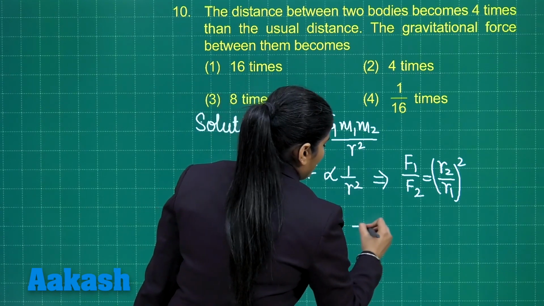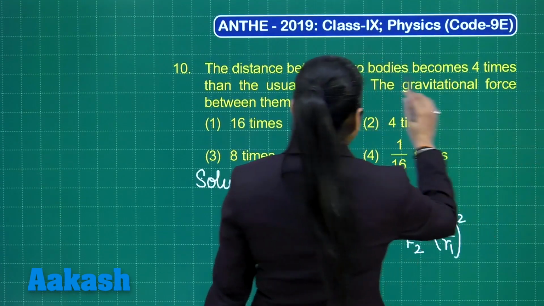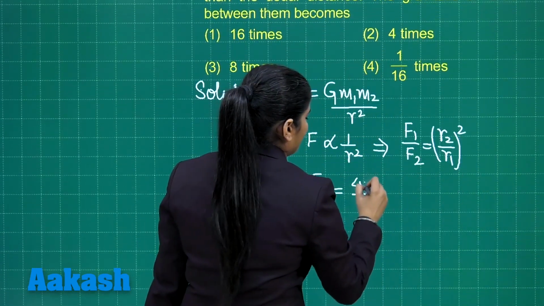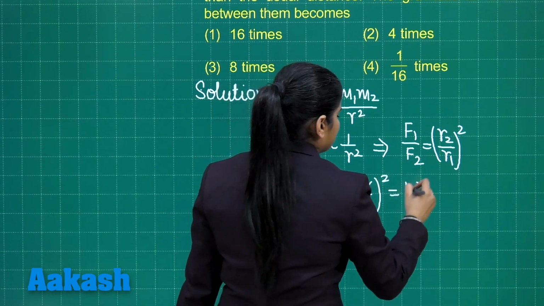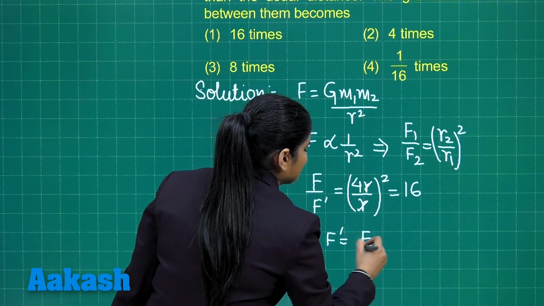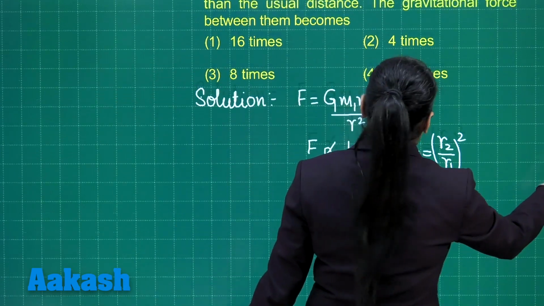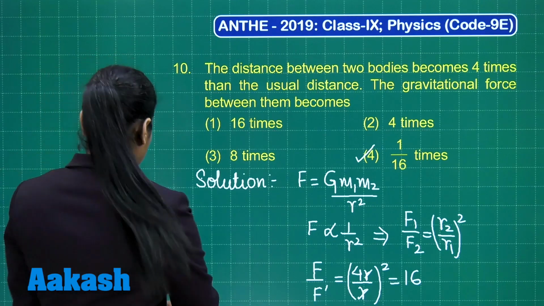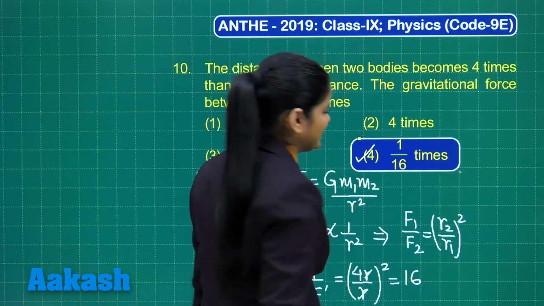Initially the distance was R and now the distance, as per the question, becomes 4 times. So this is 4R. This R gets cancelled out and this comes out to be 16. So F dash is F by 16. So it becomes 1 by 16 times. Okay. So which option is the correct option? That is option number 4. Let me just put this into the box also, as this is the correct option for this question.